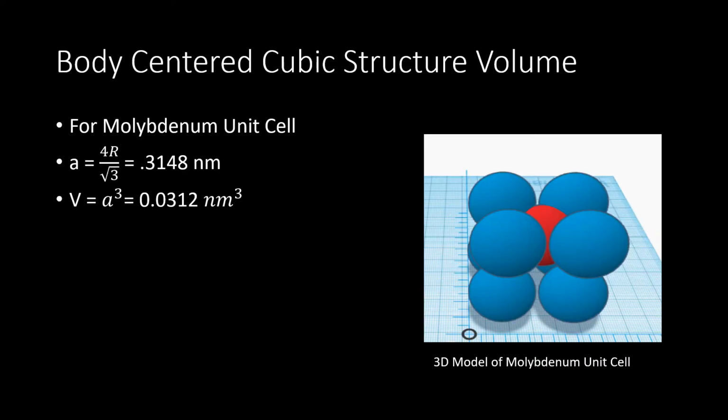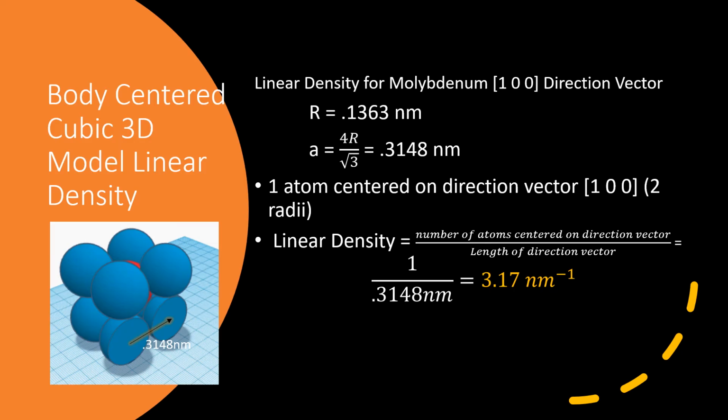So going on, I got a 3D model of molybdenum, to calculate the volume real quick and get into the unit cell edge length. For the unit cell edge length, you do 4R over the radical of 3. The radius for molybdenum is 0.1363, so you plug that into the A, and then you cube this value here, and that gives you the volume.